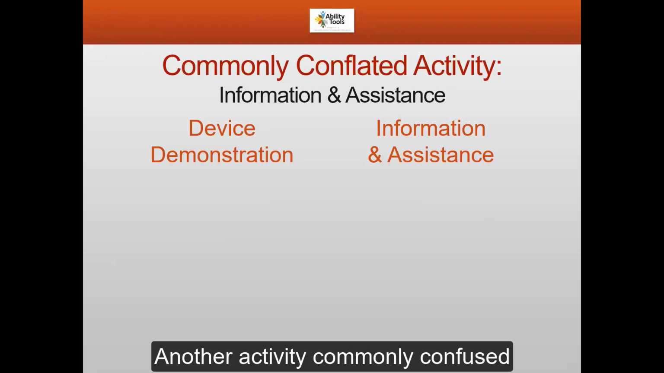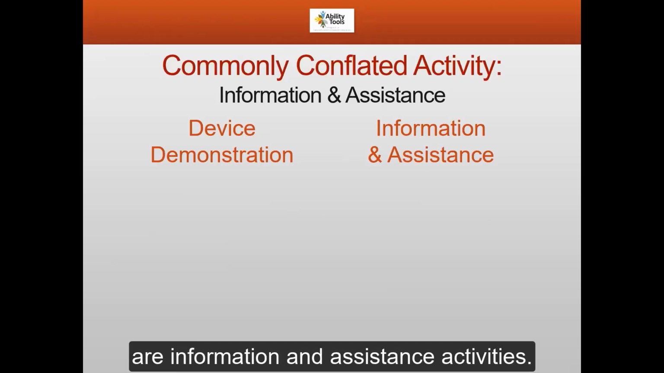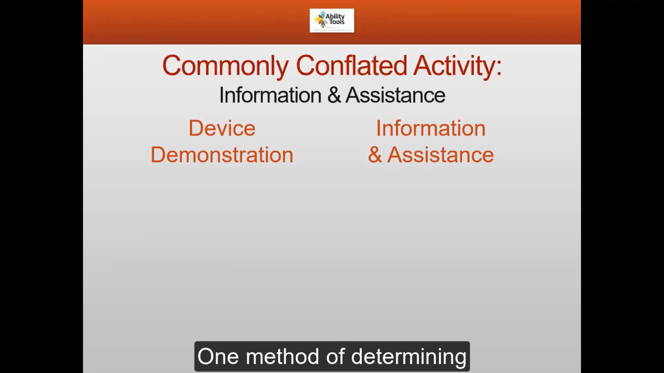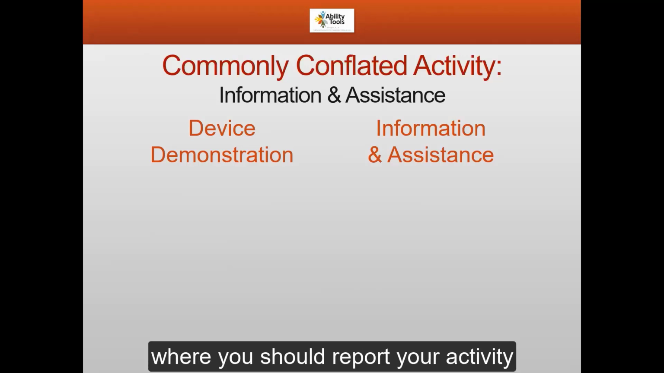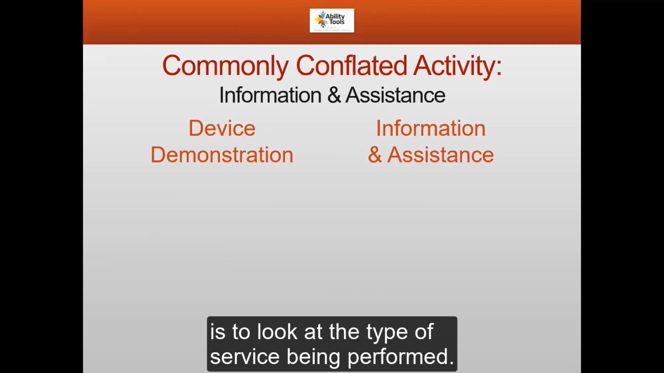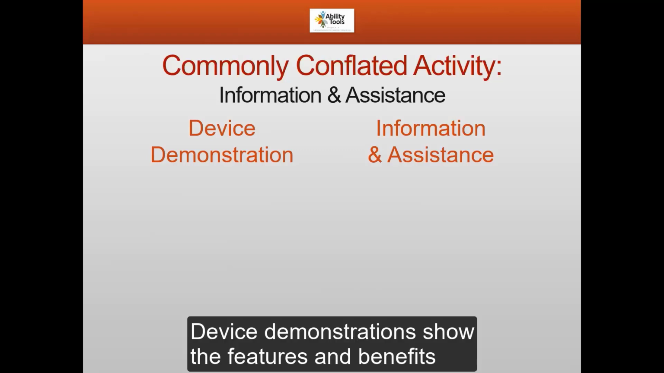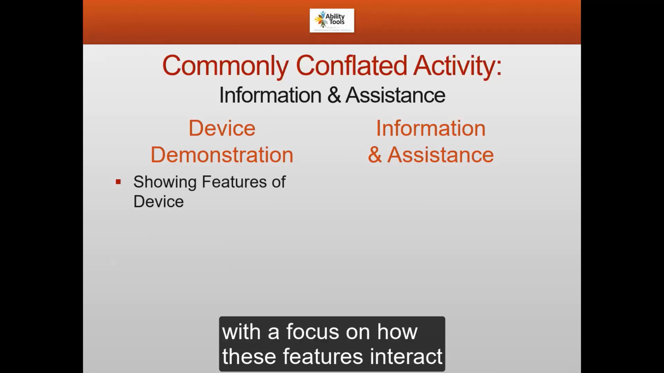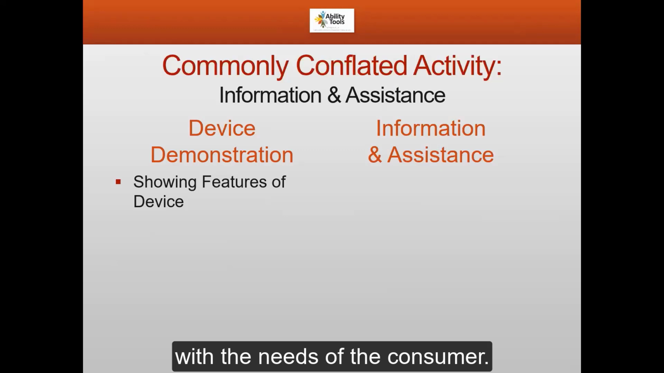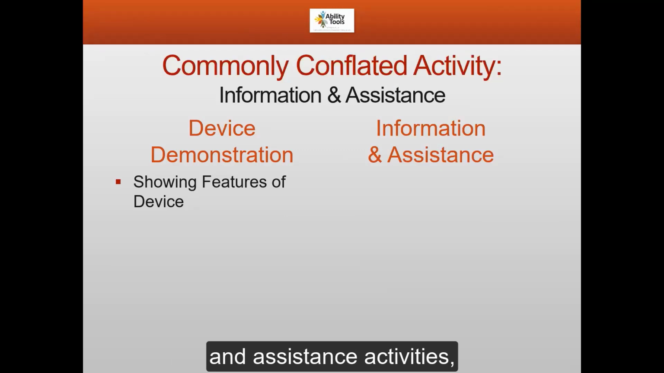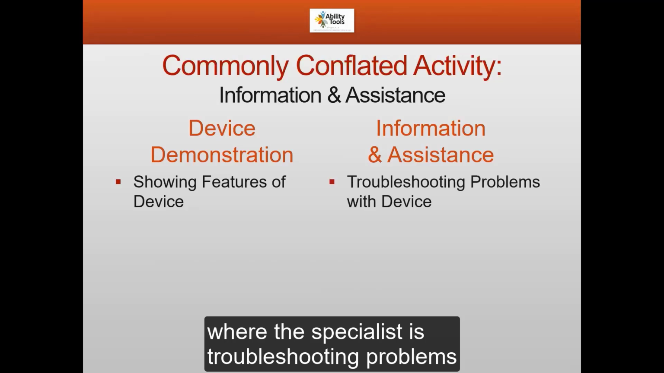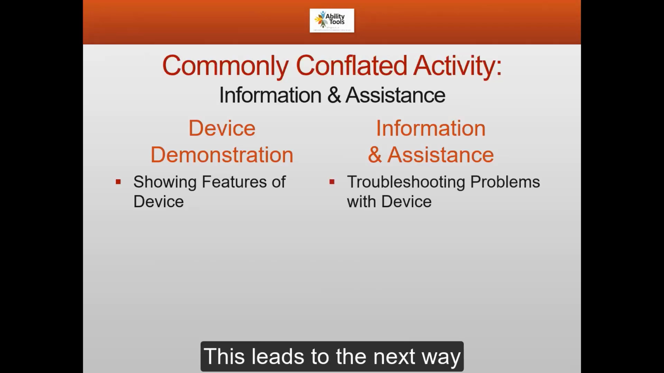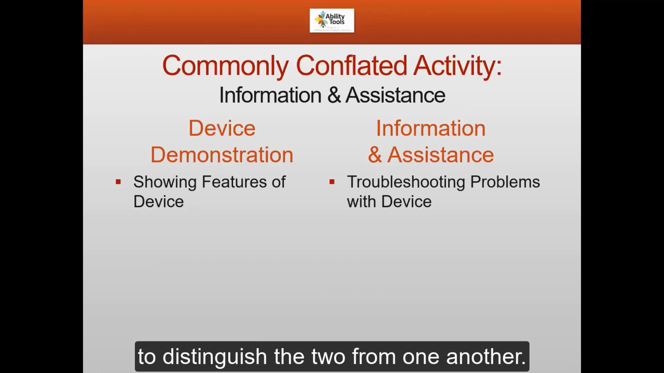Another activity commonly confused with device demonstrations are information and assistance activities. One method of determining where you should report your activity is to look at the type of service being performed. Device demonstrations show the features and benefits of devices and device categories, with a focus on how these features interact with the needs of the consumer. This is in contrast to information and assistance activities, where the specialist is troubleshooting problems with the device. This leads to the next way to distinguish the two from one another.